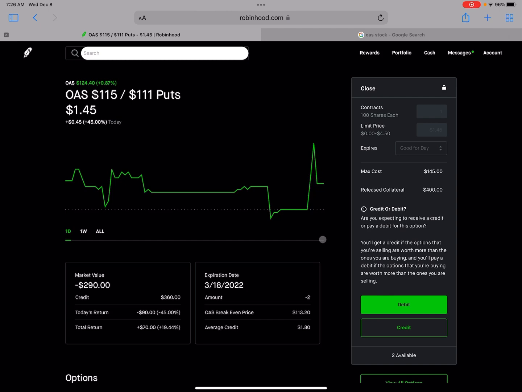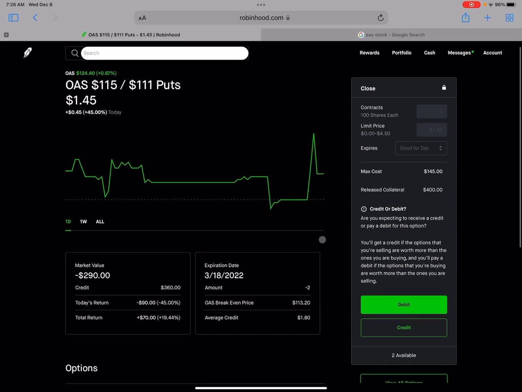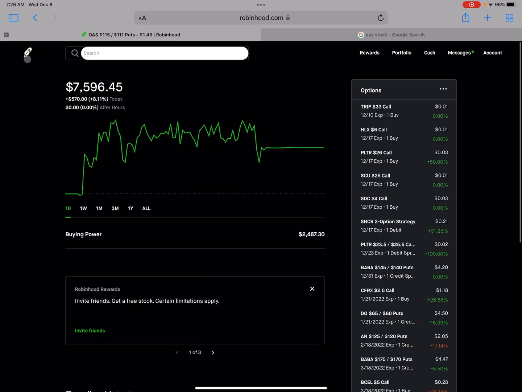Okay, so when it asks you if it's a debit or credit, because you're buying it back, it would be considered a debit. Okay, so are you expecting to receive a credit or pay a debit for this option? You're essentially paying a debit because you're buying back that option. Okay, so that's a put credit spread.